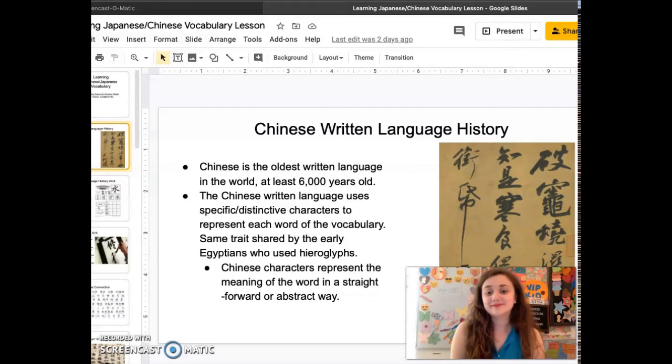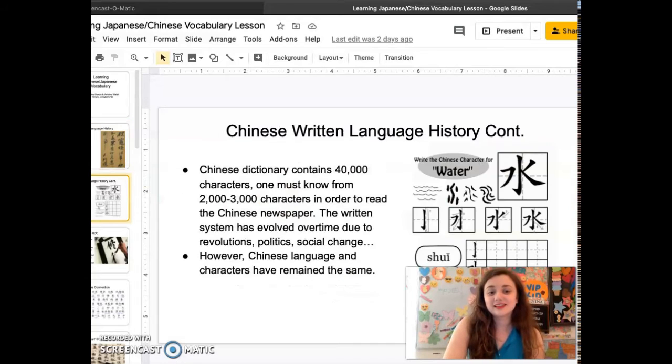And in this example here, we see these strokes right here, and that represents water, those strokes. So it's very fascinating, and it just shows how it's evolved over time into this one being water. But the average person needs to know at least 40,000 characters, and in order to read the Chinese newspaper, you have to know at least 2,000 to 3,000.